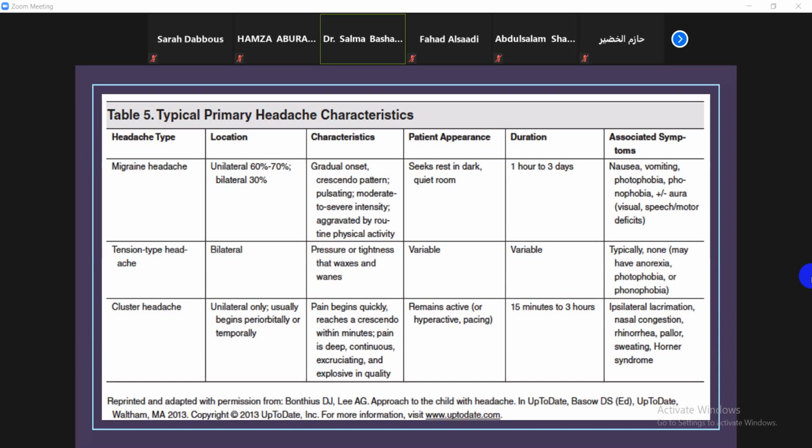Migraine and tension both last for a few hours to a few days, but cluster headache, a few minutes to a few hours. Nausea, vomiting, photosensitivity, more likely in migraine, less likely in tension. Different associated symptoms, mainly autonomic manifestations with cluster headache. Please review this table.